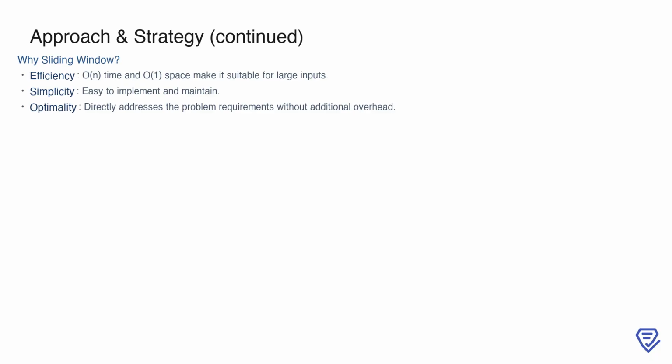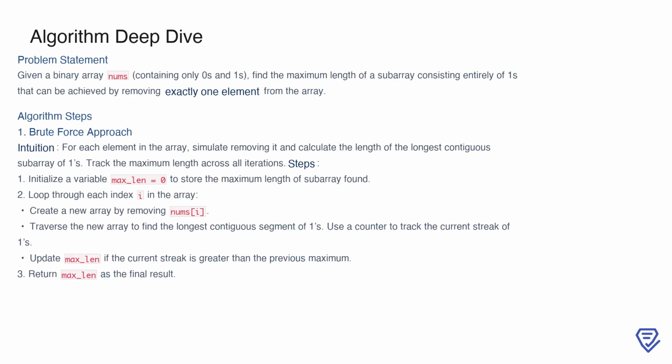The problem requires us to find the longest subarray of ones possible after deleting exactly one element from a given binary array. The brute force approach is straightforward but inefficient. The intuition here is to systematically simulate removing each element, one at a time, and then calculate the length of the longest contiguous sequence of ones in the resulting array.